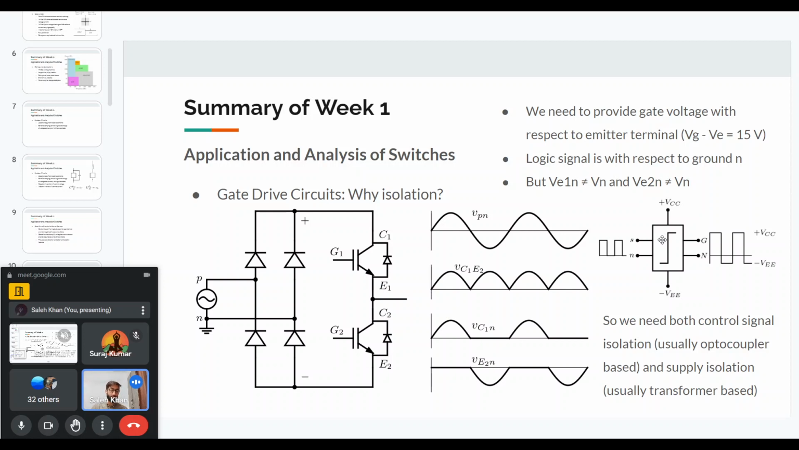And we will also require isolation to produce these VCC and VE voltages, because for each IGBT, the VCC and VE should be with respect to their respective emitters. So there will be one VCC with respect to E1 and another VCC with respect to E2. For these, we will use separate small transformers or some other kind of circuit like a bootstrap capacitive based circuit, which will produce a VCC voltage with respect to the emitter. So that is the basic concept of why we want isolation and the different methods we can use: optocoupler for the logic, control signal, and transformers for isolation of supplies.